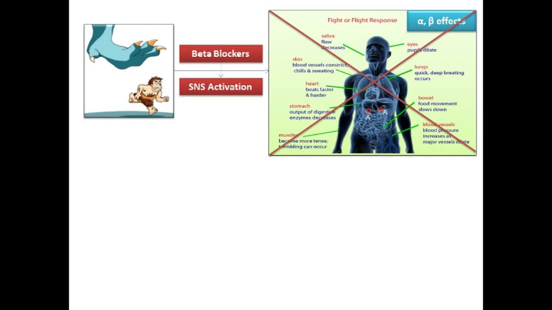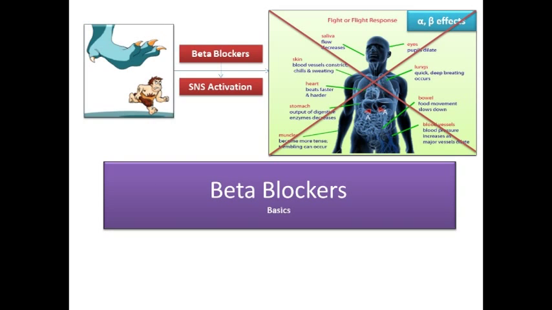At the same time, you should also remember that due to beta blockage, at times the alpha effects might exaggerate. Okay, so because that's unopposed alpha action that we talk of, so those effects might just be something which a doctor needs to look for, especially when he is giving a beta blocker. So that's a very general concept about what these beta blockers are.